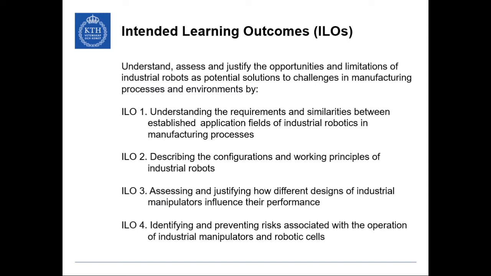Number 2. Describing the configurations and working principles of industrial robots. Number 3. Assessing and justifying how different designs of industrial manipulators influence their performance. And finally, number 4, identifying and preventing risks associated with the operation of industrial manipulators and robotic cells.